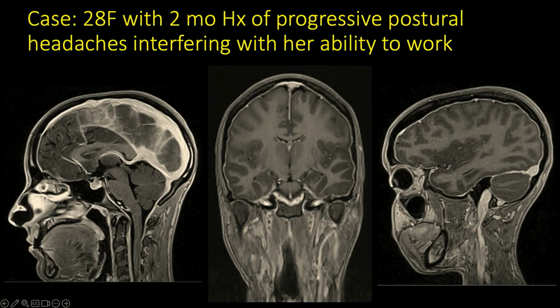Next, we had a 28-year-old female with a 2-month history of progressive postural headaches interfering with her ability to work. Here we have sagittal and coronal brain MR images. Notice that the pituitary gland's a bit enlarged. There's narrowing of the mammillo-pontine interval. We have diffuse pachymeningeal thickening and enhancement. And look at that distal third of the transverse sinus, its bulging convex margins, so venous distension.